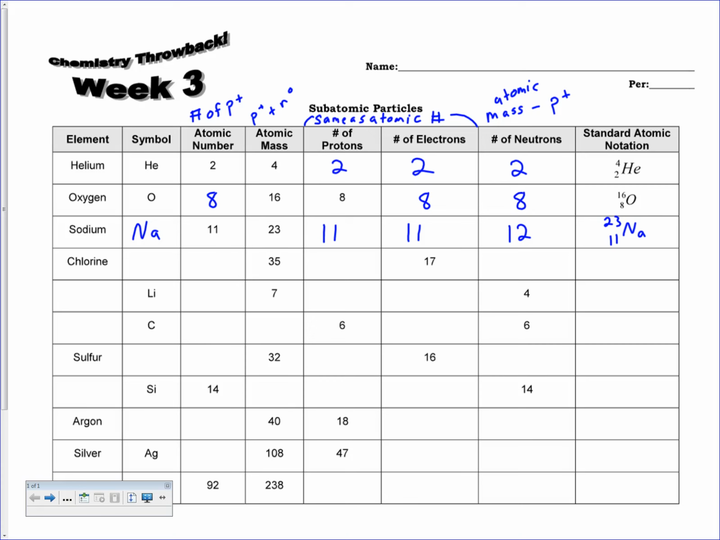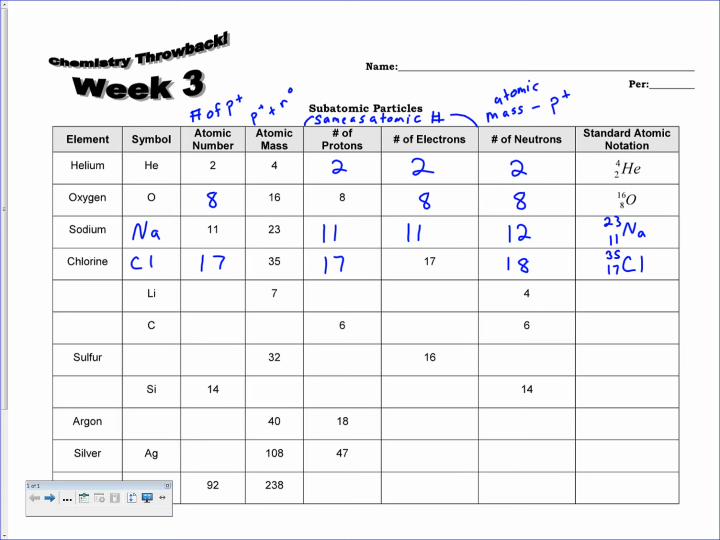Continuing on here with chlorine. Chlorine is Cl. Its atomic number is 17, which means it has 17 protons and 17 electrons. For neutrons, again, we're looking at the atomic mass and subtracting the number of protons. 35 minus 17 is 18. Okay, and then when we write this out, the symbol is Cl, the atomic number is 17, and the mass is 35.